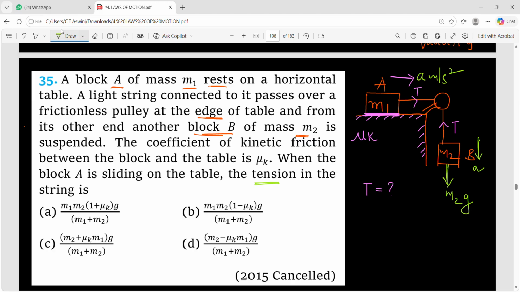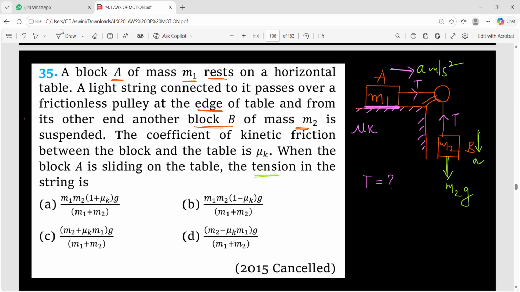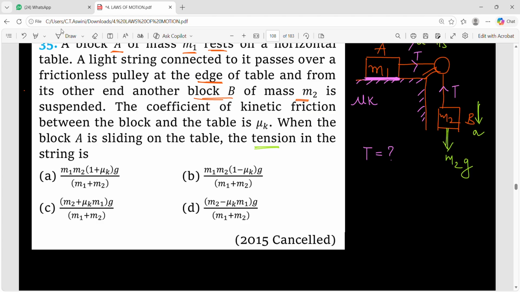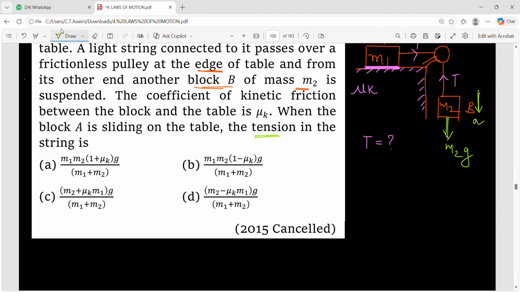So B is moving down because of its weight. And because of the connectivity, block A is sliding forward with the same acceleration. You have to find the tension. How do we find the tension? Just apply F net equals m a for block B. What will you get? F net, M2G minus tension, is equal to M2a. We are applying for block B.